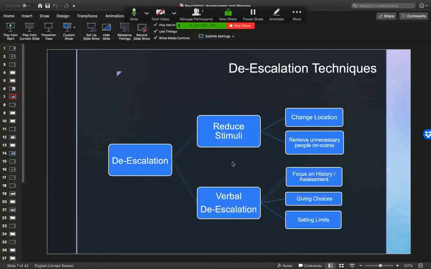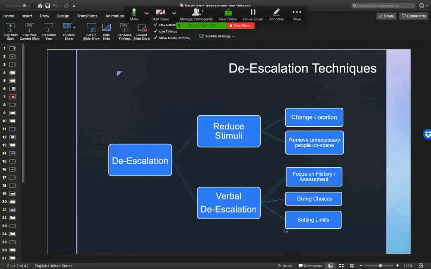Okay, so when we go back here, if we're focusing on the history and assessment, that's helping us achieve our goal. Whereas if we're going into their psychiatric condition and going on more of a counselor route, that's not necessarily helping us achieve our goal in ruling out medical emergencies. We're EMTs, we're not counselors, okay?